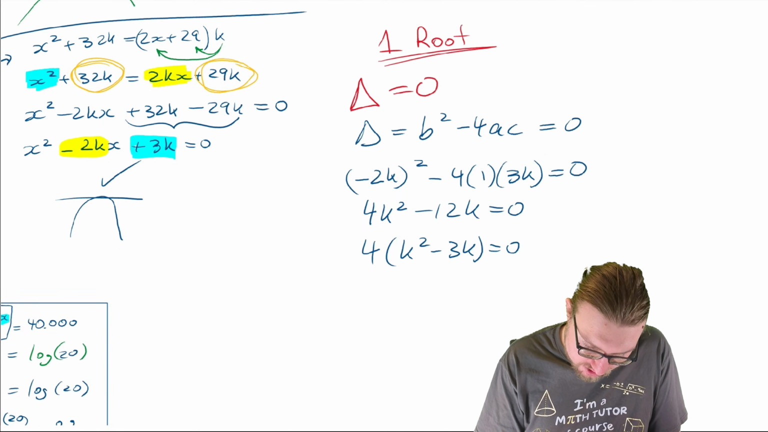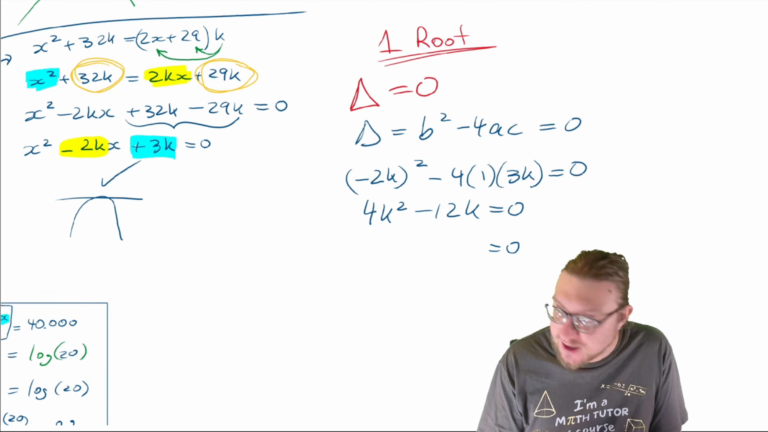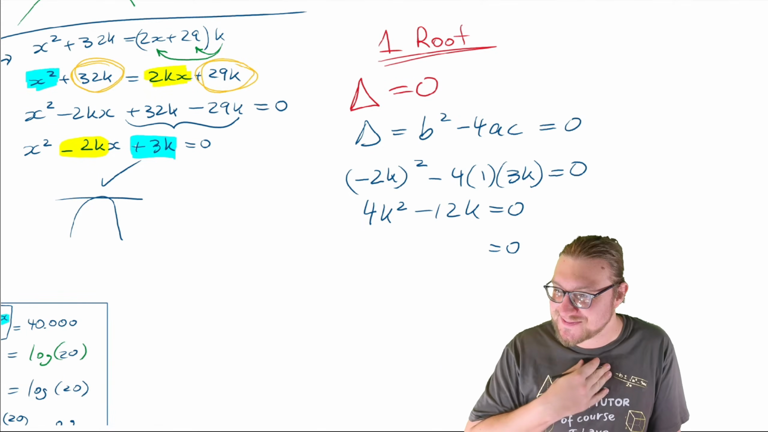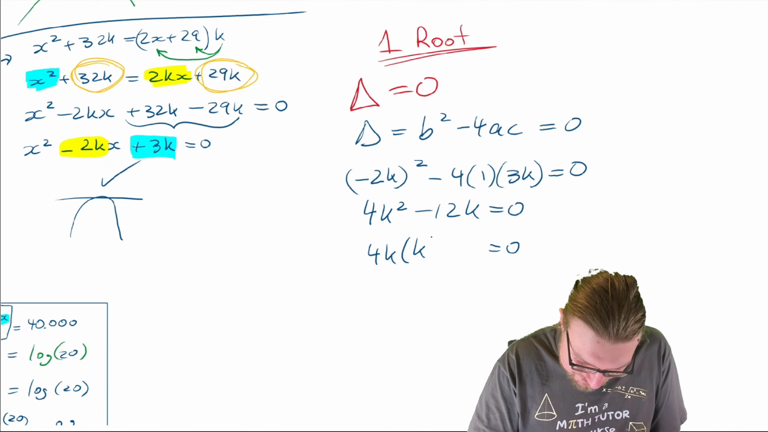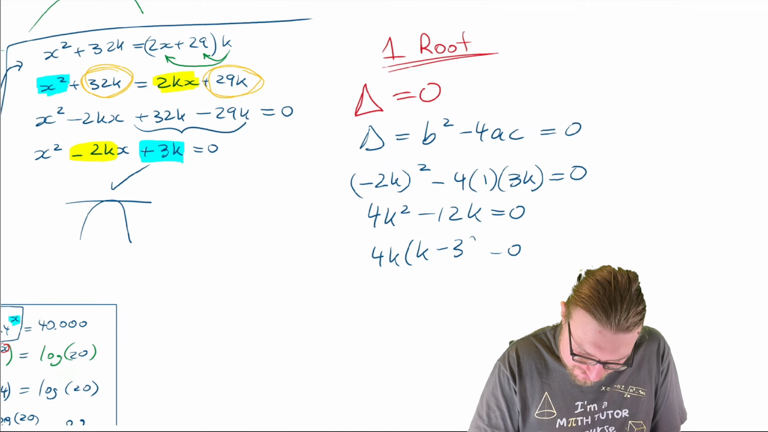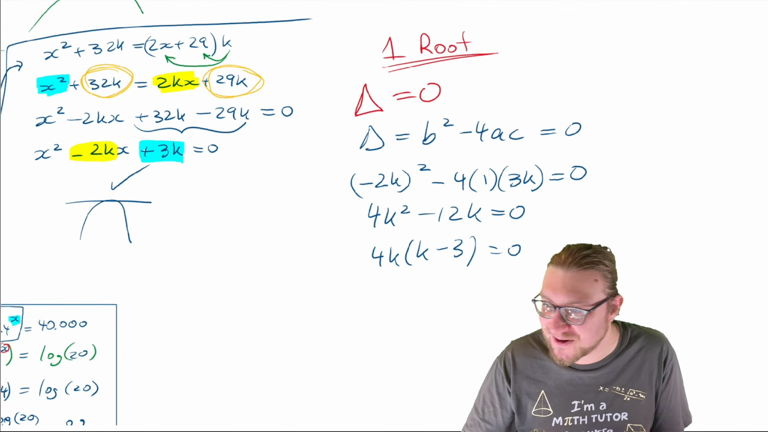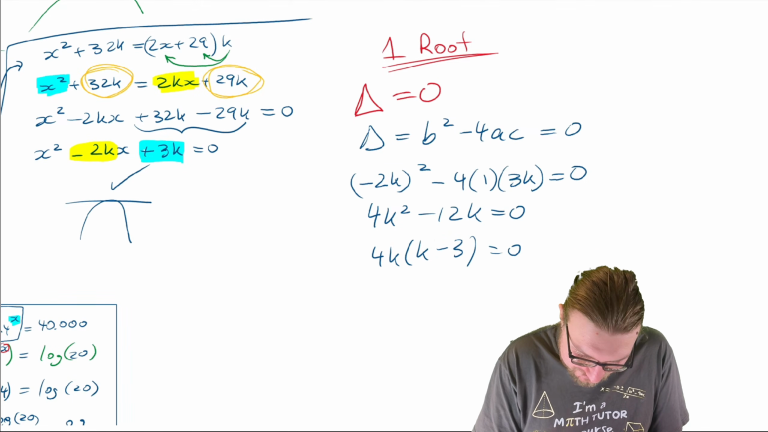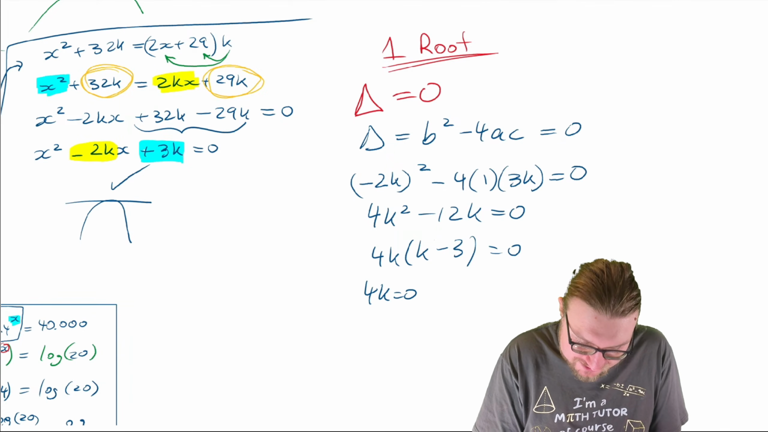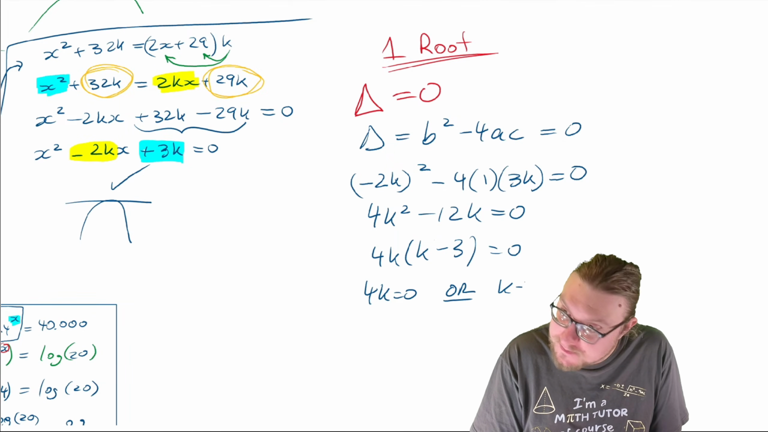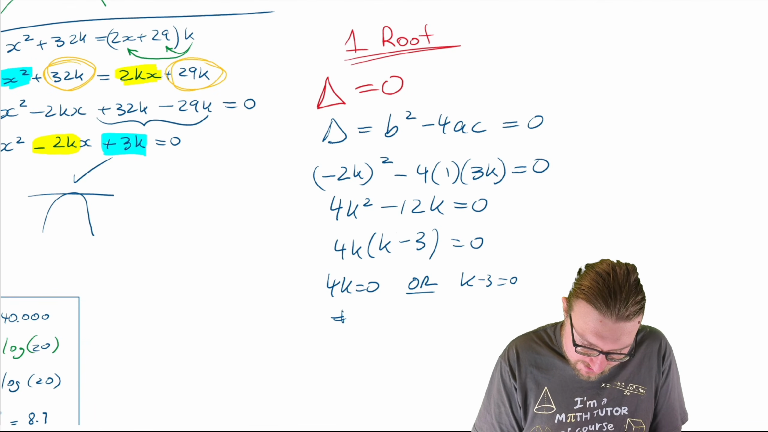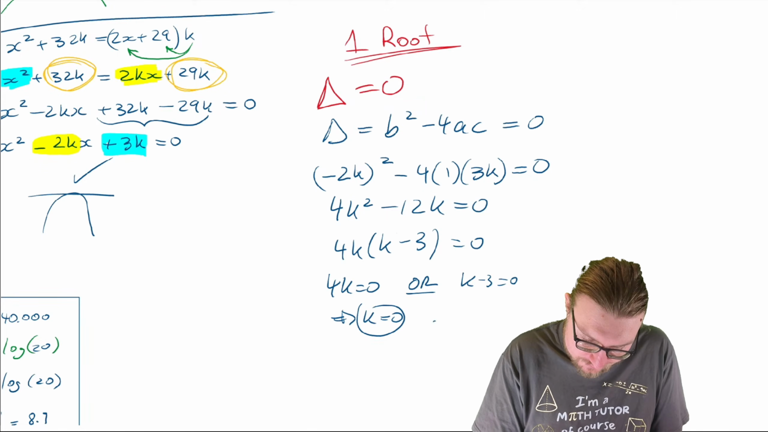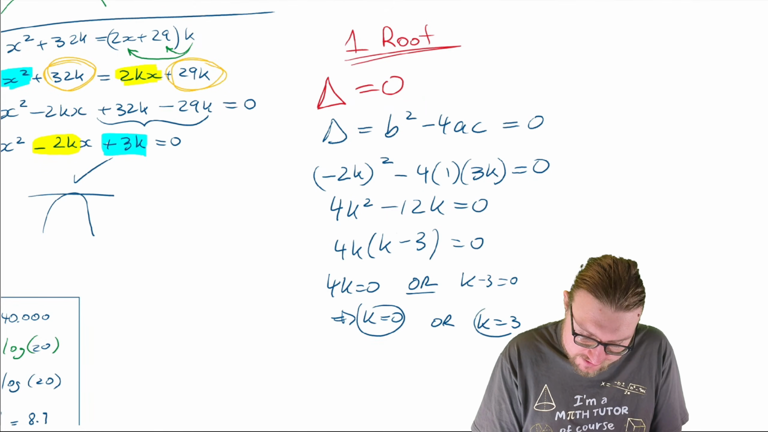Oh, sorry, I should have factored out the k. Yeah, me telling you, you have to know how to do this, but I don't know how to do it myself. Very good. Typical. There we go. We have 4k times k minus 3 is equal to 0. There we go. And what does that mean? This means 4k is equal to 0, or we have k minus 3 is 0. And here we get k is 0, or k is 3.